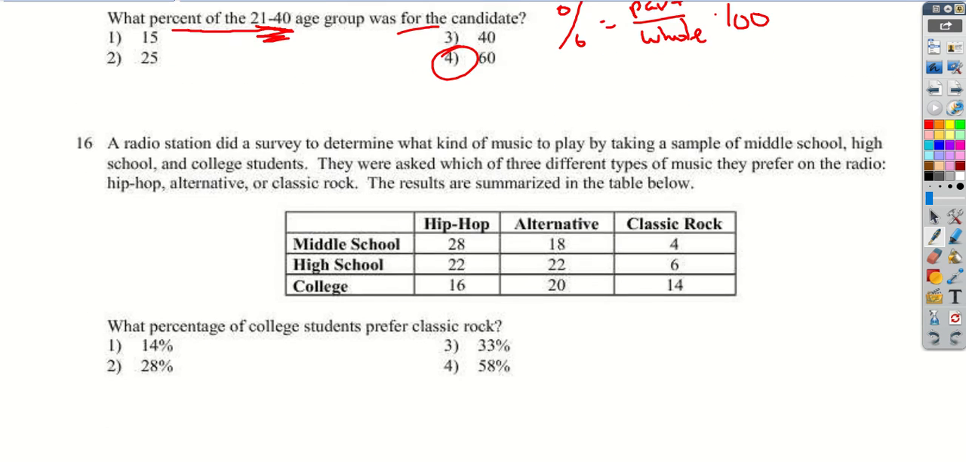Okay, take a look at number 16. We have a radio station determining what type of music to play by taking a sample of middle and high school students. Okay, so we can read it. We can see what they're preferring.